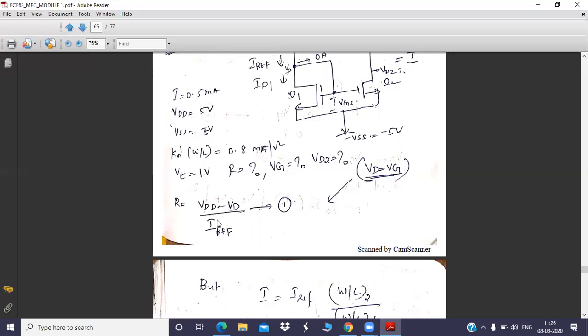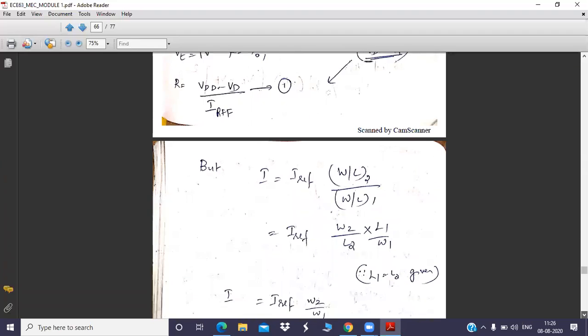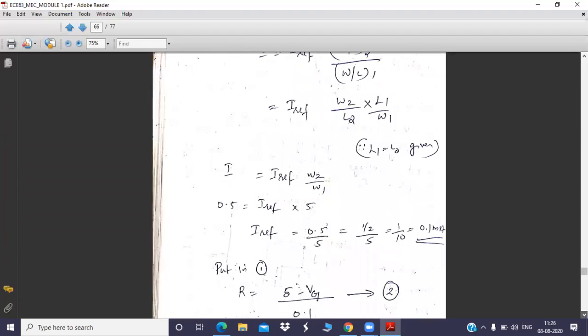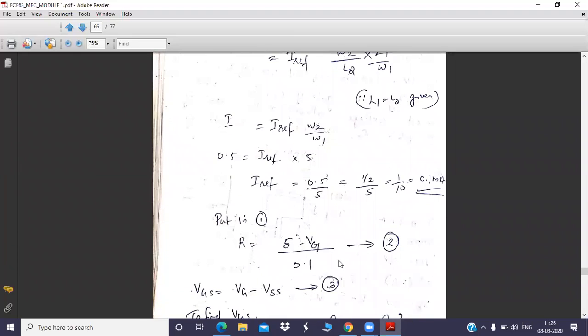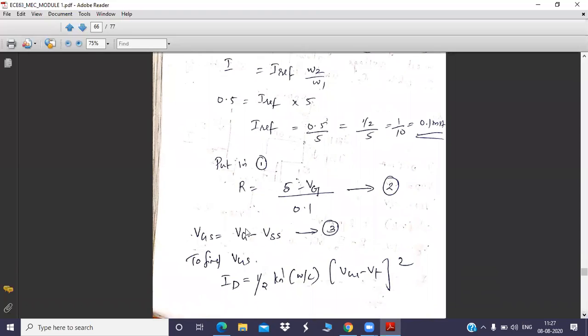Now you have to find IREF. By using this current mirror equation, you will find IREF because I is given. So IREF you found out. Now once you found IREF, you can substitute and find VG. You cannot find R unless you find VG. So first you have to find VG. This is a KVL equation to find VG. You can find VG only if you find VGS, and VGS you can find by using this equation. So all these equations you need to be thorough with. Okay, this equation is with respect to the saturation equation.